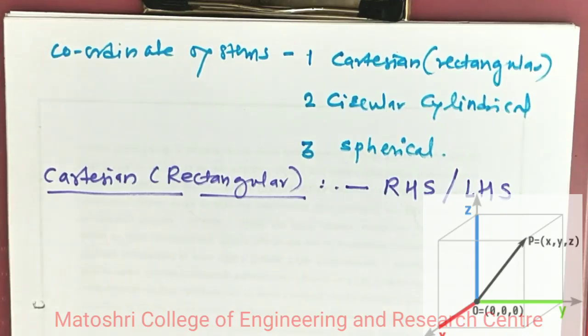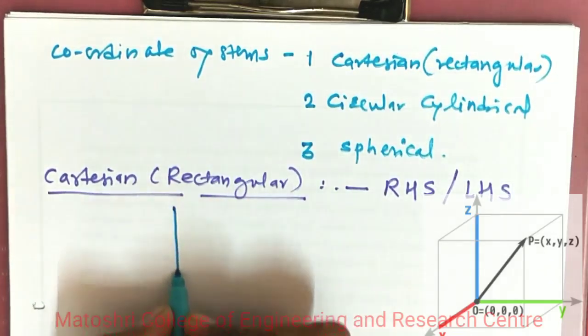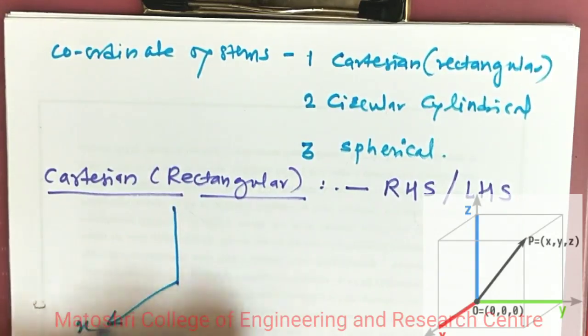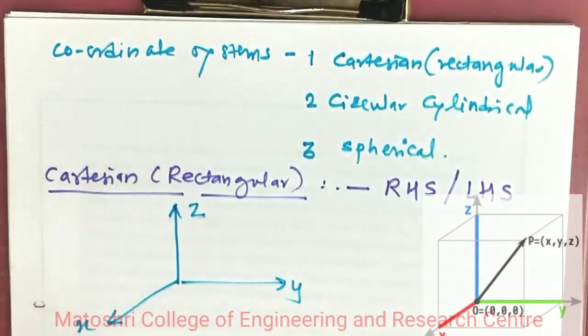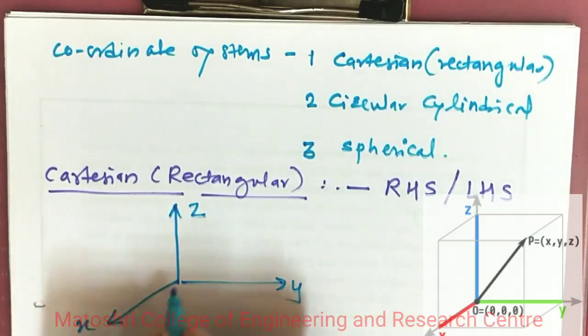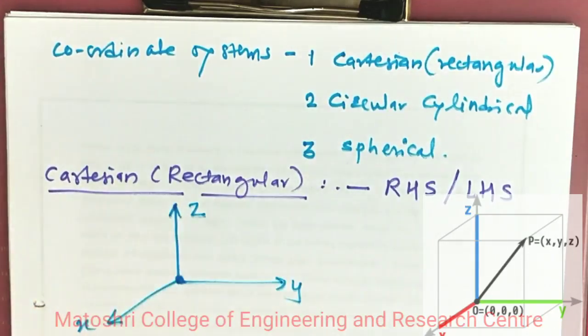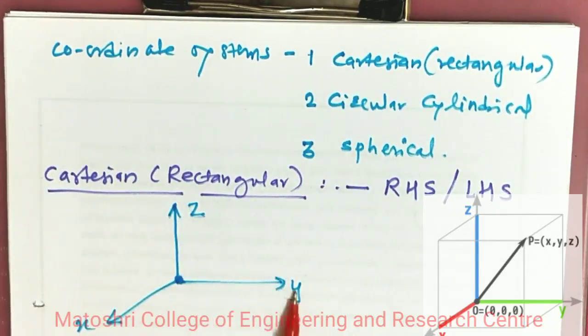What is meant by right hand side? The Cartesian coordinate system consists of the three axes x, y and z, which are mutually perpendicular to each other. These are the three axes x, y and z. Whatever we have drawn, this coordinate system has an origin, and from the origin there are three axes x, y and z. All three are mutually perpendicular to each other.